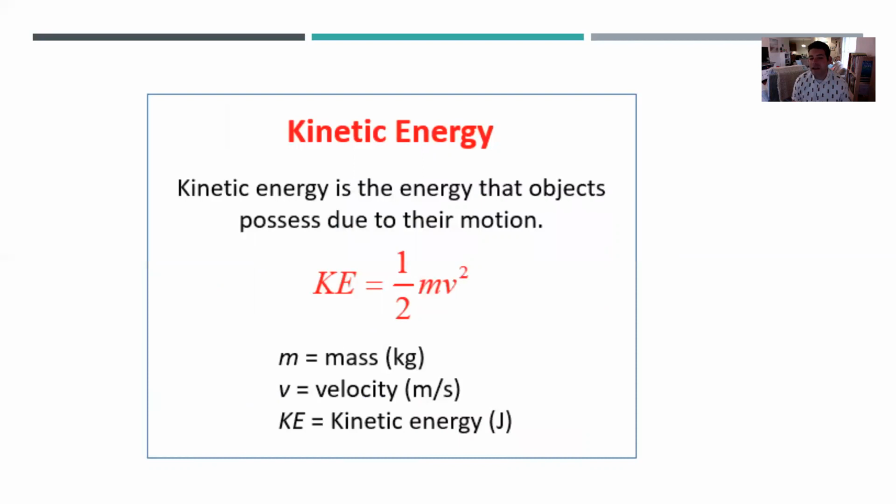All right, so kinetic energy is the energy that objects possess due to their motion. All right, so 1/2 mass times velocity squared. So if someone's really big and they're running really fast, they have a lot of kinetic energy. Whereas a small person, maybe moving not that fast, doesn't have a lot of kinetic energy. So it all has to do with how big you are and how fast you're moving.